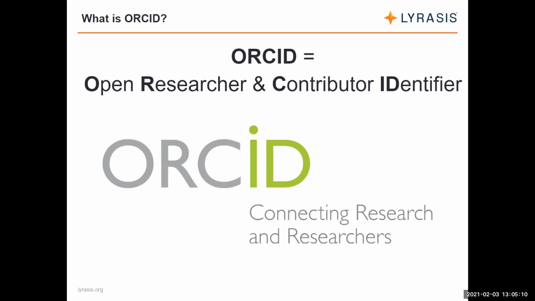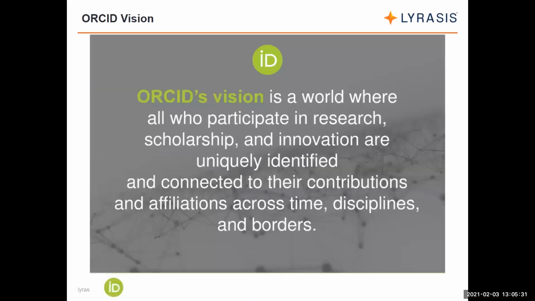Orchid is a nonprofit, community-driven organization that serves the global research community, and it's supported by member organizations including universities, research institutions, publishers, funders, professional associations, and other stakeholders in the scholarly communication and research ecosystem. So Orchid's vision is a world where all who participate in research, scholarship, and innovation are uniquely identified and connected to their contributions and affiliations across time, discipline, and borders.